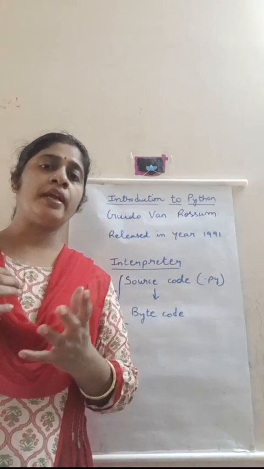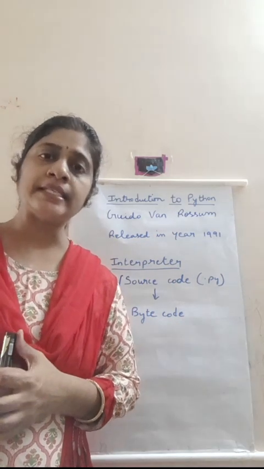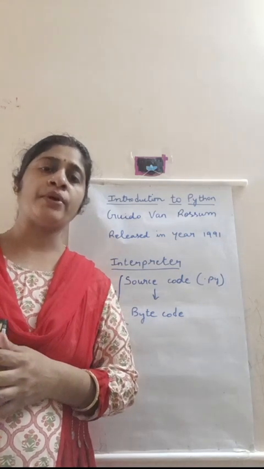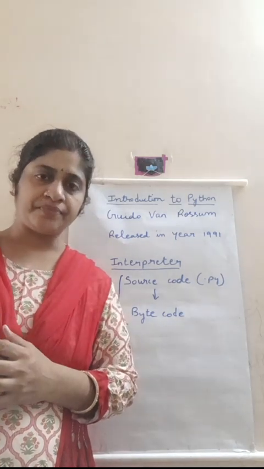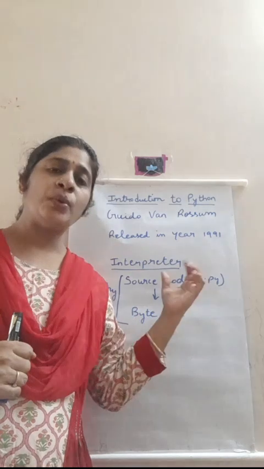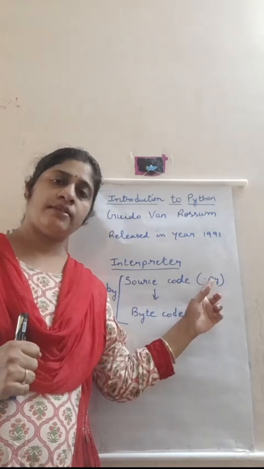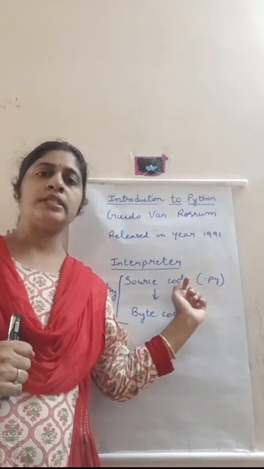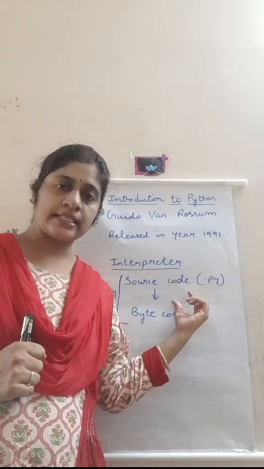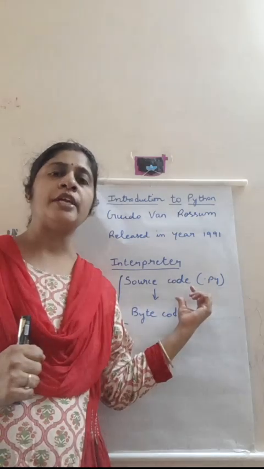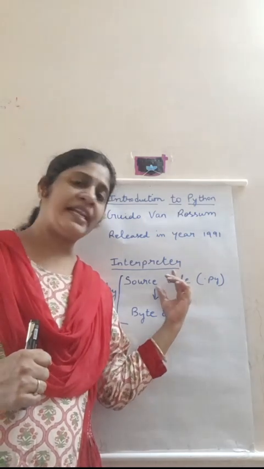Now, what do we require to run Python programs? Python is an interpreted language, or you can say it requires an interpreter. Now, what is an interpreter? An interpreter is a program which converts your source code. Generally, Python source code has the extension .py, and these source code programs have to be converted into executable code, that is byte code, and this is done by the interpreter.